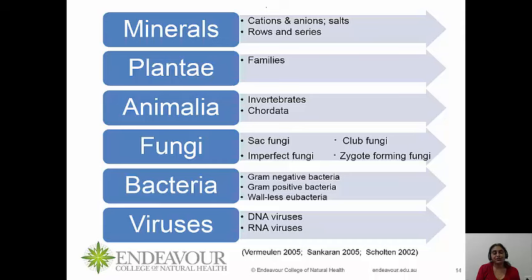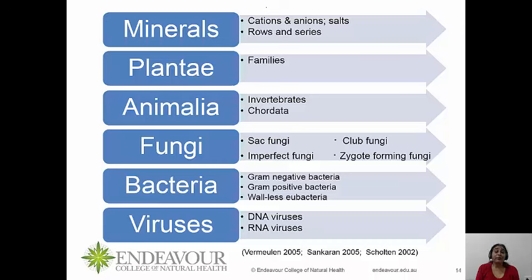Okay, so before we go into detail, let's just have a look at the classification of each one of them, a very broad classification. So minerals are usually classified in homeopathy into the anions and the cations and their salts. And we use the periodic table, and we like the periodic table, all of us, we know that it's broken down into the rows and the series. So we learn the minerals based on which row it's in and which series it belongs to. The plant kingdom is divided into families, and we learn the homeopathic taxonomy and the materia medica based on plant families.